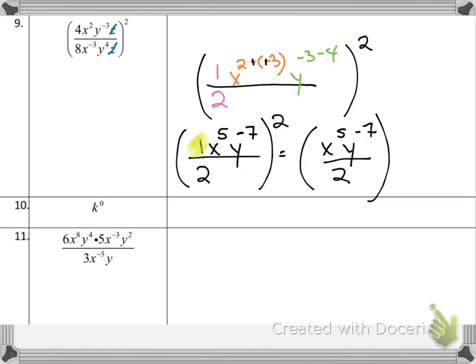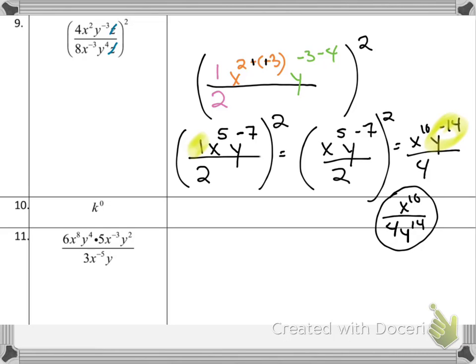So we're almost at the last step. The next thing I'm going to do is I'm actually going to raise everything to the second power. So in order to do that, we're going to have x to the 10th, y to the negative 14th, over 2 squared, which is 4. Now we're almost done here. However, notice that we still have a negative exponent, and we can't have negative exponents in our answer. Therefore, we have to rewrite it with the y in the bottom. So our final answer is x to the 10th over 4y to the 14th.